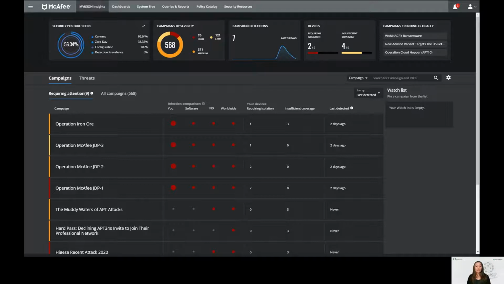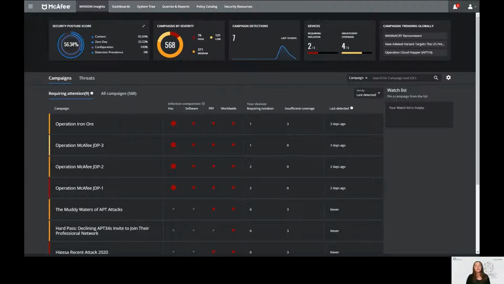What I'm taking a look at here is the McAfee mVision Insights dashboard where my SOC begins their day. One of my SOC analysts is signing on for her or his shift, and they're noticing that our security posture is not looking too great. At 56%, they're trying to understand why McAfee is flagging for us that we have such a low posture and a significant concern with our environment.